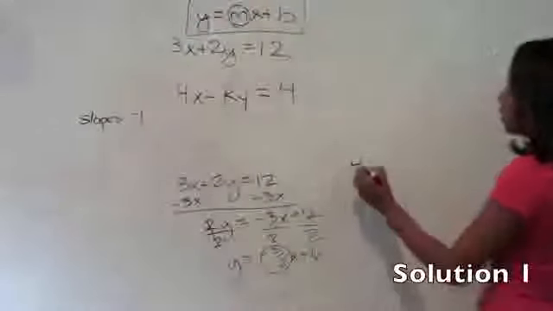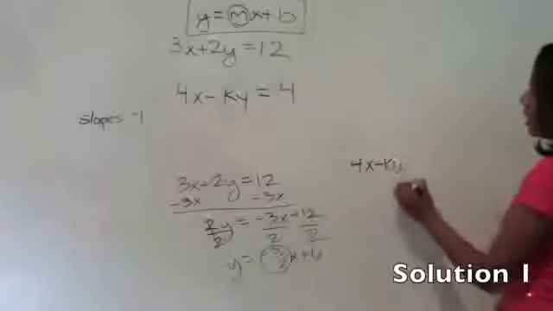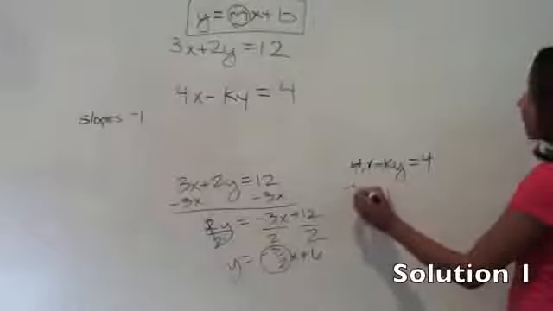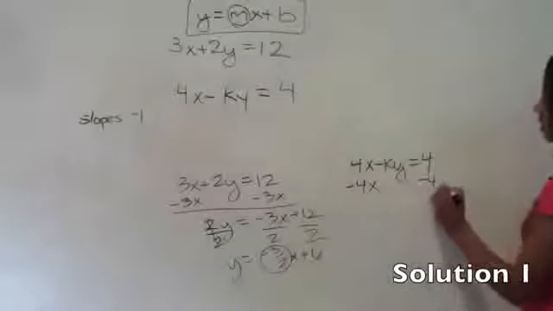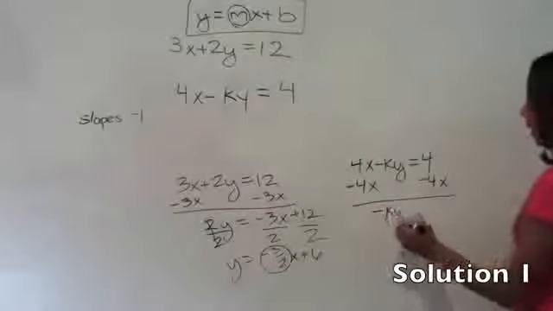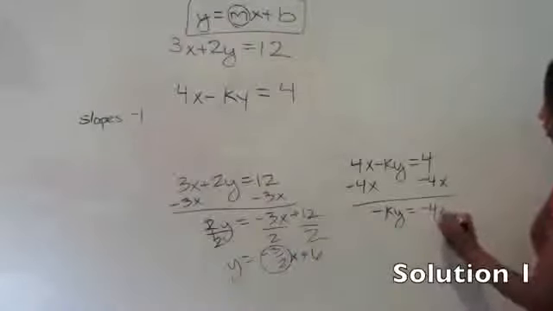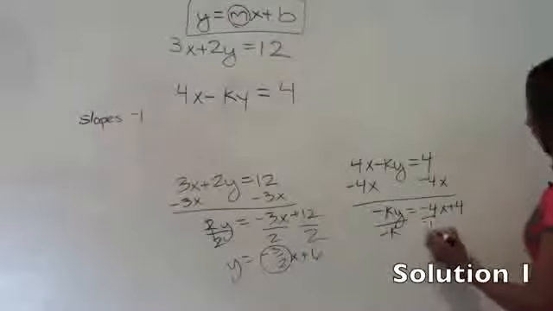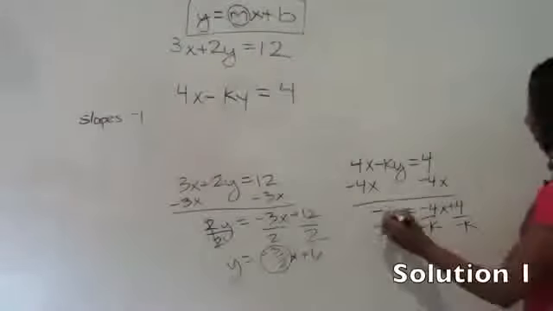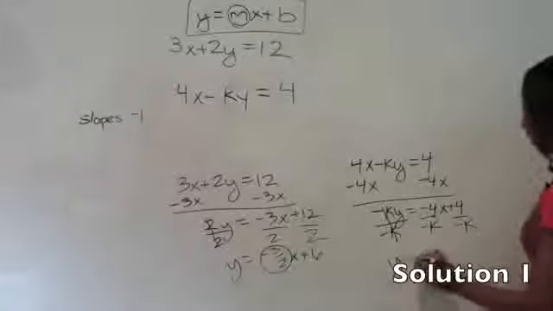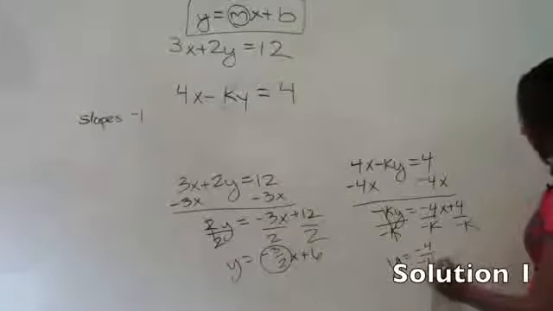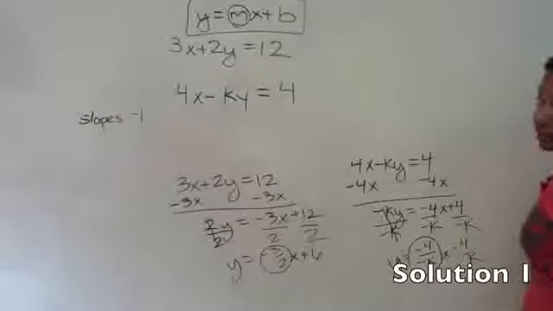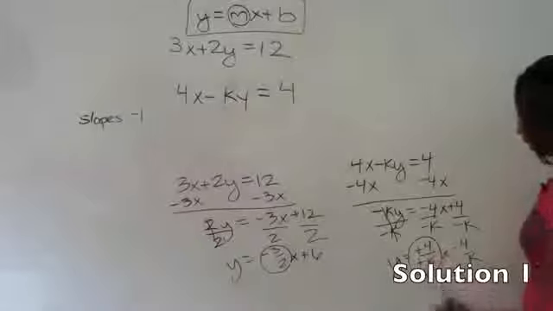Now I'm going to do the same for this second equation, 4x minus ky equals 4. We're going to subtract 4x from both sides. We get -ky equals -4x plus 4, and finally we'll divide through by -k to get the y by itself. Now what we're interested in here is just this slope. Since we have a negative divided by a negative, that is just a positive.